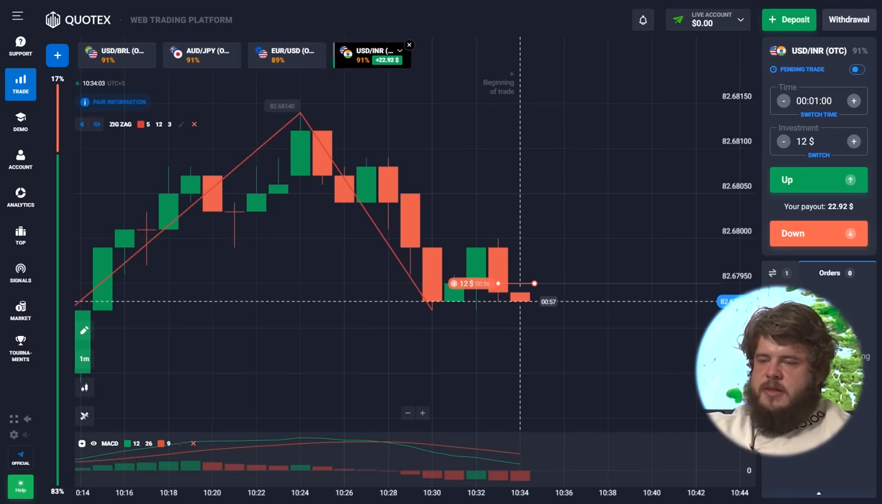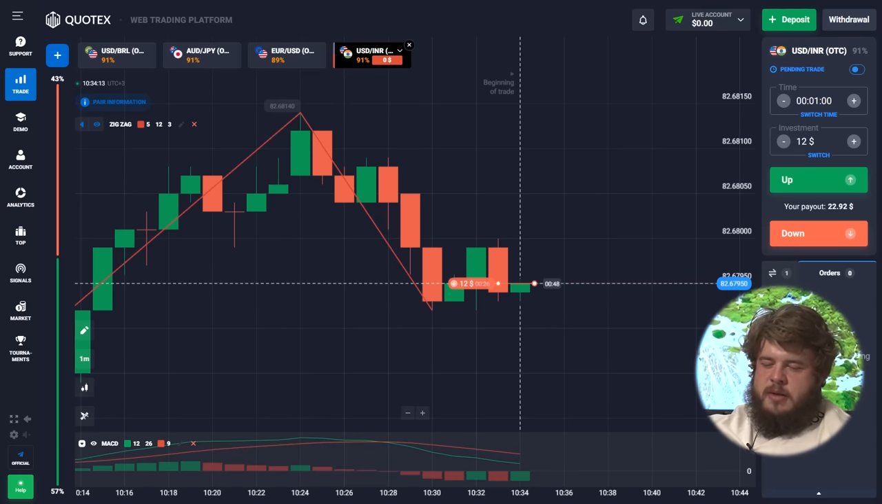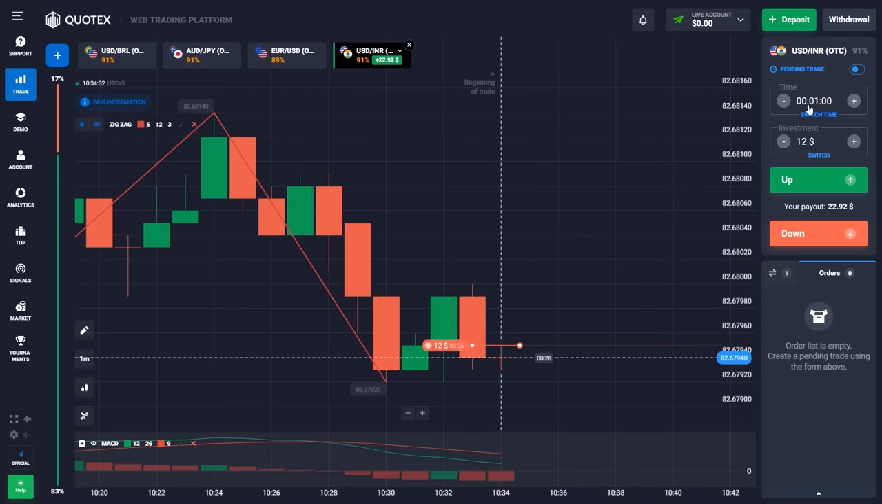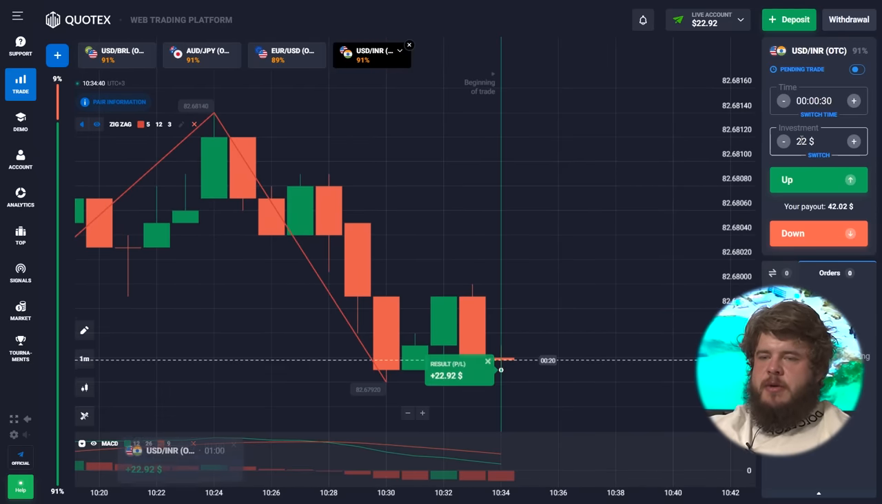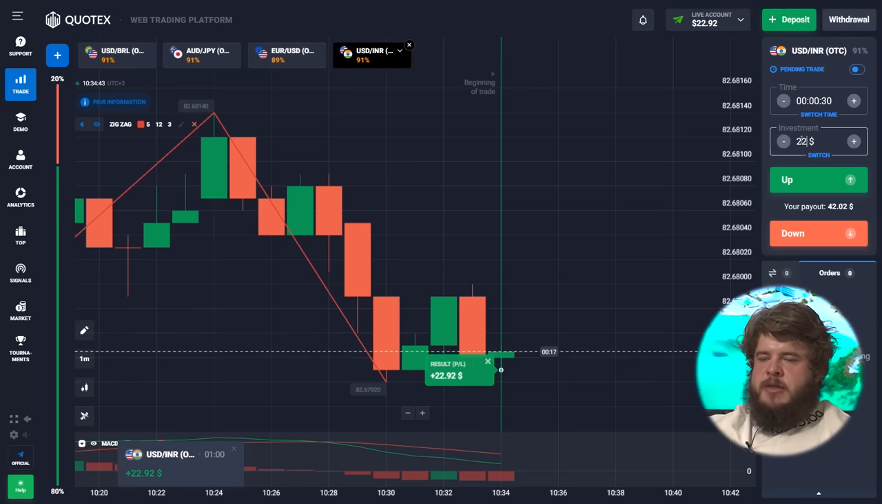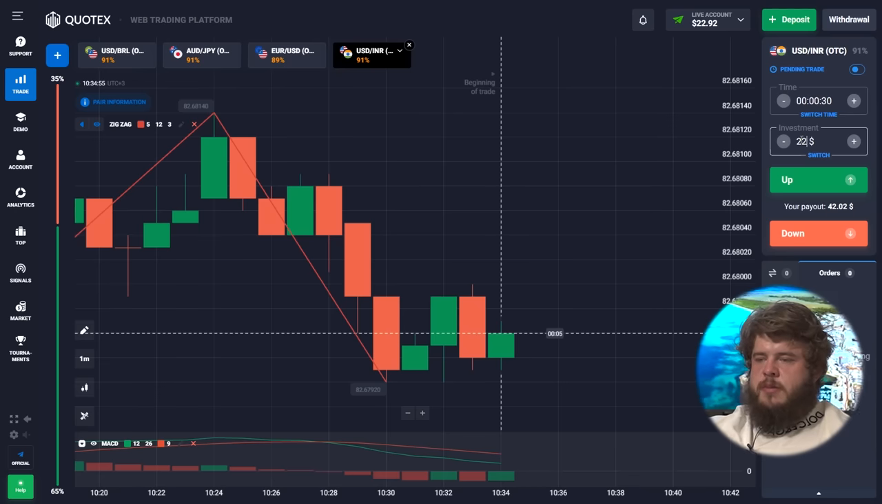So we are doing this, and now we should get our money anyway. While we are waiting for our money, I have reduced our time period to 30 seconds. And by the way, we have already changed our investment to $22. Now let's think what we should do next, because this trade was profitable. Now let's focus on the next one.